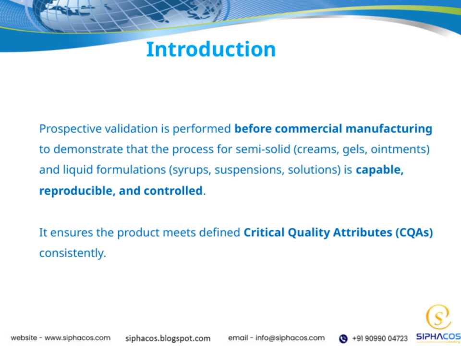The key goal here is to ensure that the final product consistently meets the defined critical quality attributes, or CQAs, which are the specific properties that determine the quality and effectiveness of our product. By doing this validation upfront, we can confidently say that our manufacturing process is robust and reliable, which is essential for maintaining product quality and ensuring patient safety. This step aligns with our overall theme of quality by design and helps us build a solid foundation for successful commercial manufacturing.